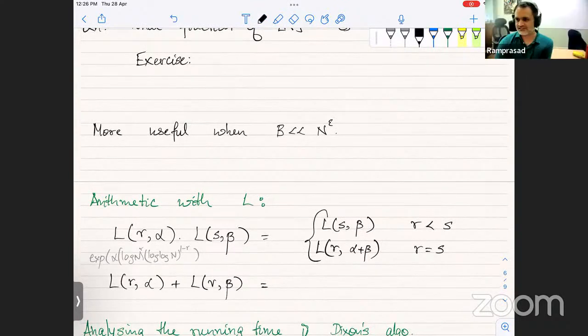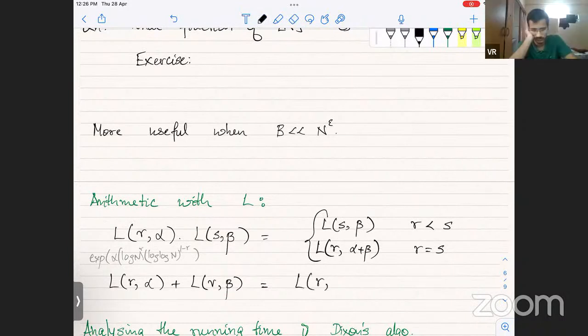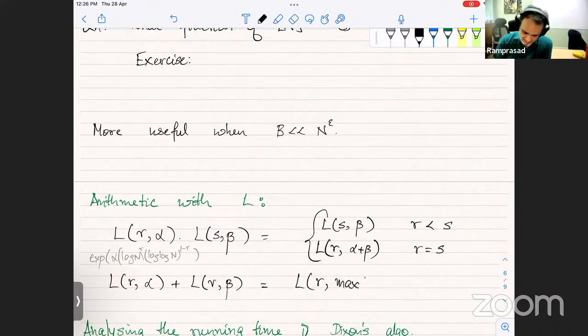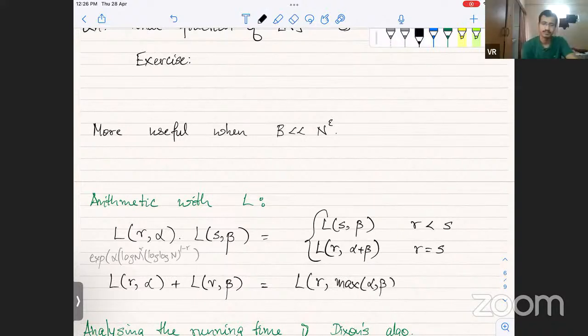So what if I add these two L functions? Obviously, if r was smaller than s, then it will be dominated by the larger term. So it doesn't matter. The interesting case is when the first coordinate matches. I have L r alpha and L r beta. What is this going to be? This will be the dominant term. So this will actually be the max of alpha and beta.